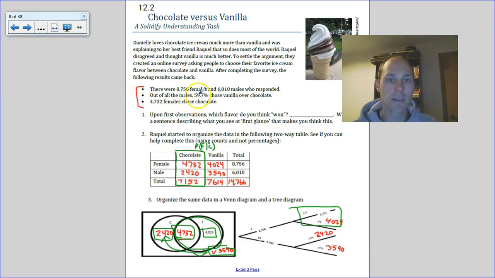And since there were 14,000 people that took it, it's a pretty large survey. It's not just, I asked 10 friends and see which one they like. But we have pretty good data. The law of large numbers says, the bigger the sample, the more valid the results are. So we'd say this is a pretty confident survey. We could be pretty confident that vanilla is the favorite in this case.